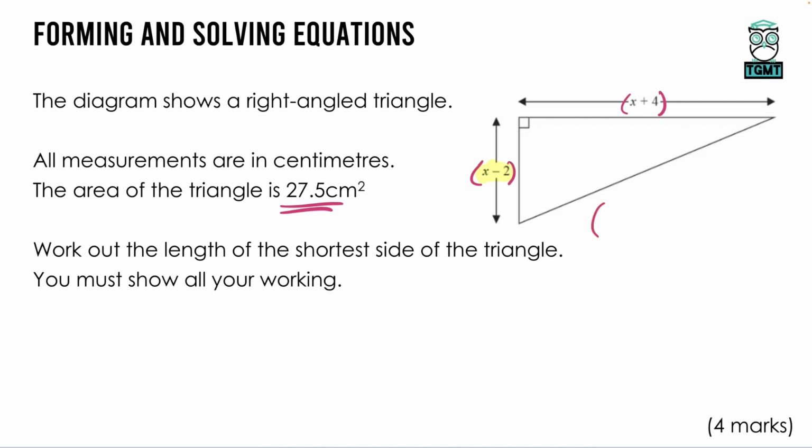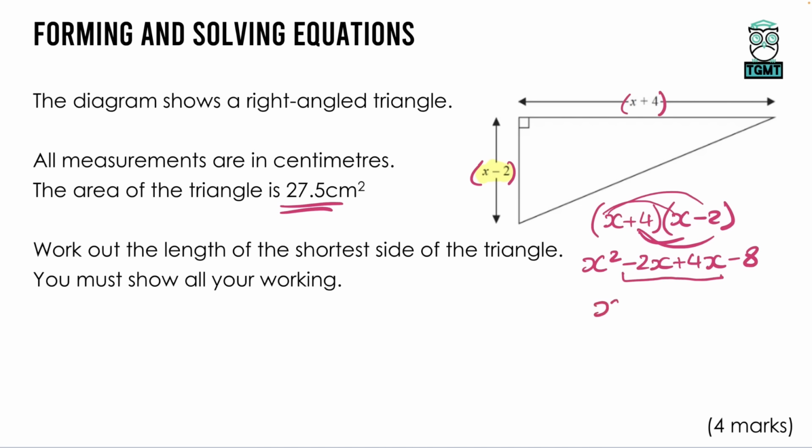So if I start by multiplying these brackets, we have x plus 4 and x minus 2. If we multiply those out, we get x squared minus 2x plus 4x and then minus 8. And if we simplify these middle two, we get x squared plus 2x minus 8. So that's our expression, not yet for the area because we need to divide it by 2.